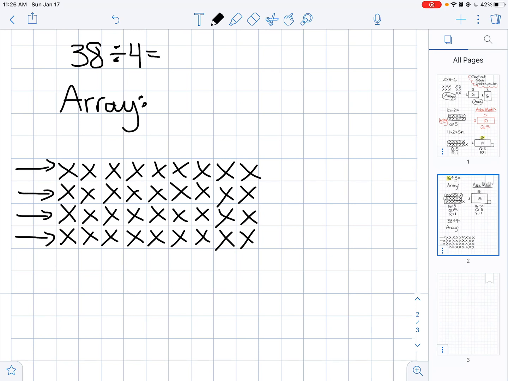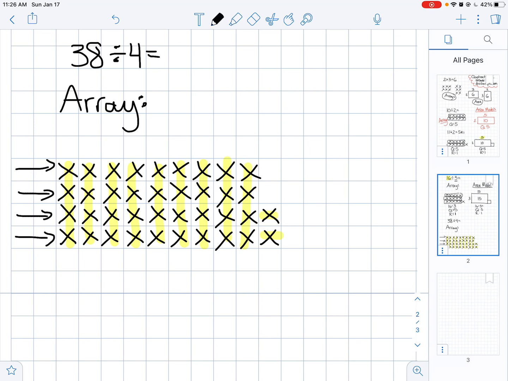Ooh, I can't fit another 4 in. So 37, 38. Now I'm going to just double check and make sure I got that right. I'm going to count by my 4s. 4, 8, 12, 16, 20, 24, 28, 32, 36, 37, 38. I do have all my 38 X's.